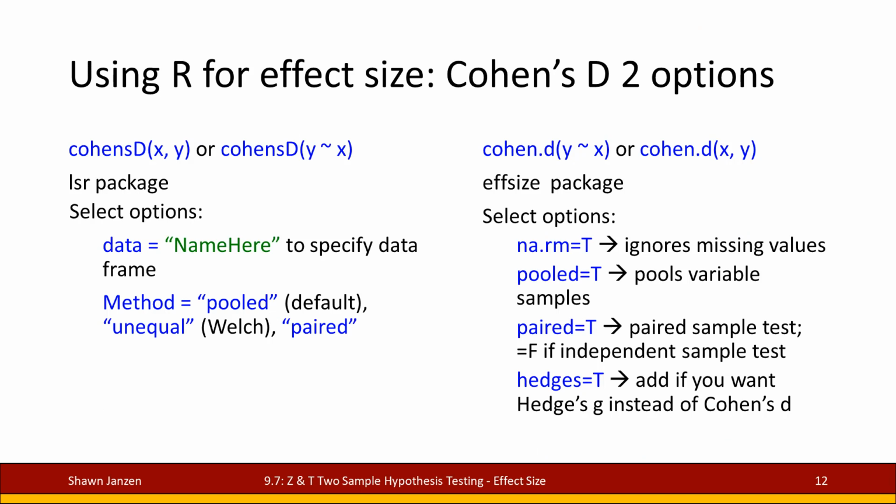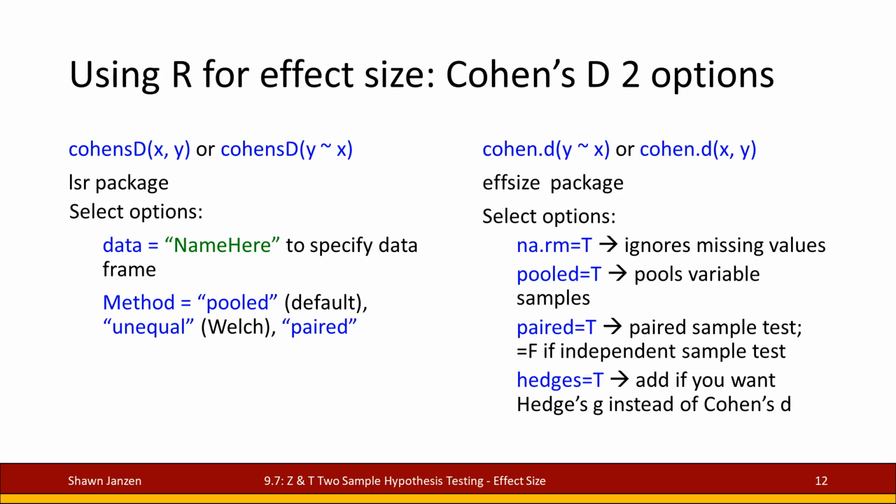I have on the screen for you two different versions of Cohen's D. They'll both give you the exact same Cohen's D values, but they've got some different options under the hood here. So the lsr package version of cohensD, note how it's spelled with a lowercase c, uppercase D, no dots or anything in between. And you can specify your x and y a couple of different ways. But you can also do things like mentioning if it's pooled, unequal sizes with the Welch correction, or a paired version as well.